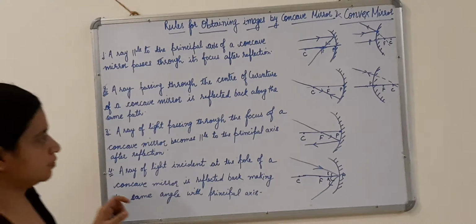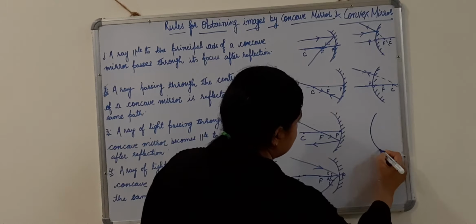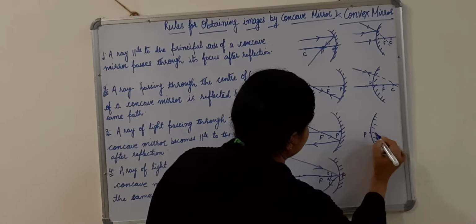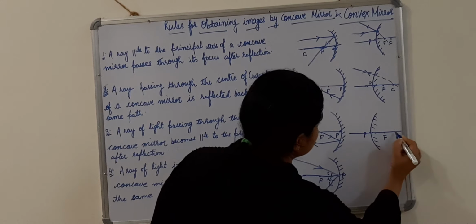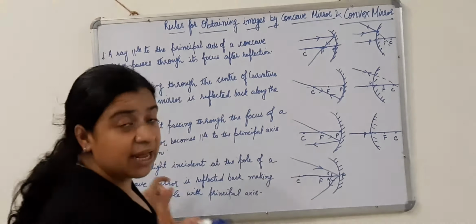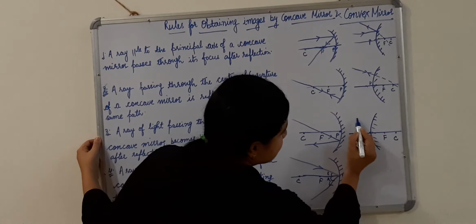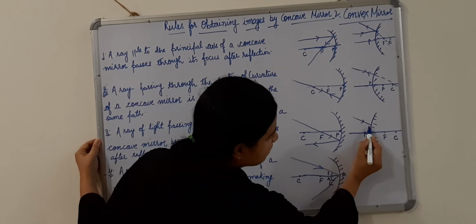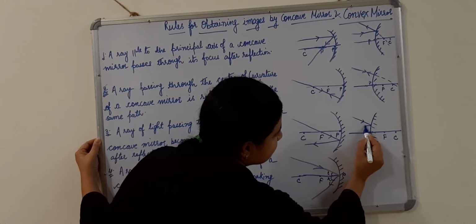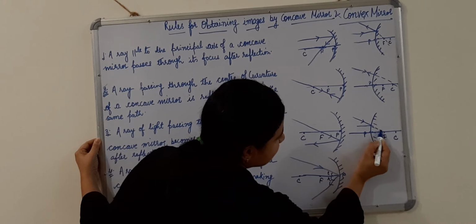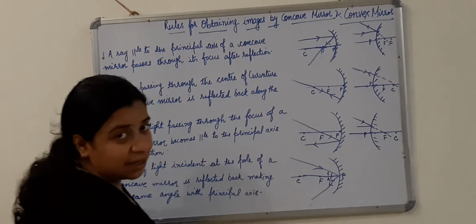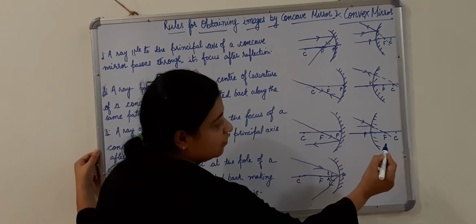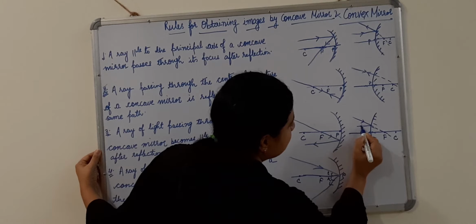Third rule. A ray, this is the pole, this is our principal axis, this is our focus, this is our center of curvature. Any ray of light which is coming towards the focus, see, this is coming towards the focus. After reflection from the mirror, how do we come to know? See, if we retrace the path of the light back, we come to know that it is passing through the focus.